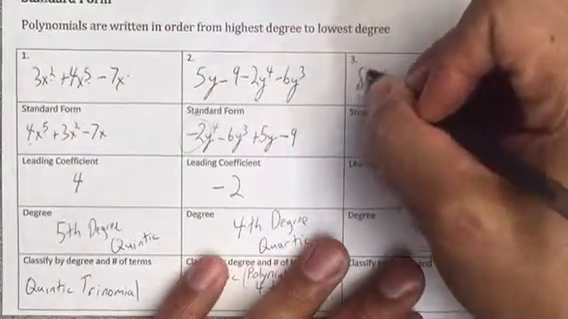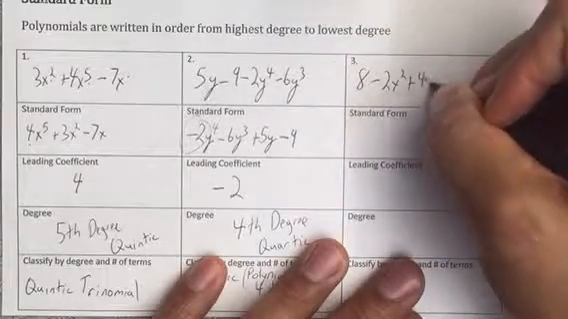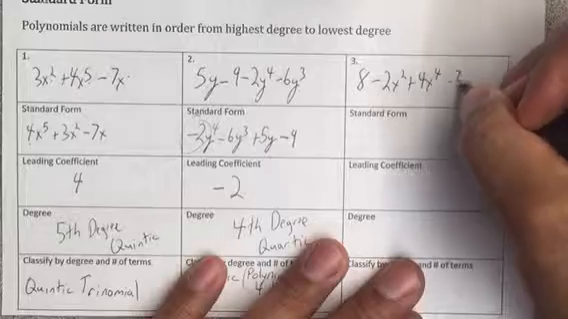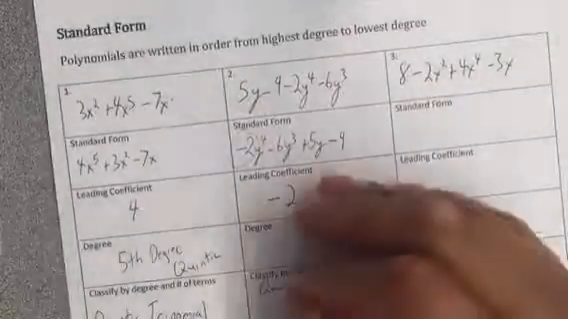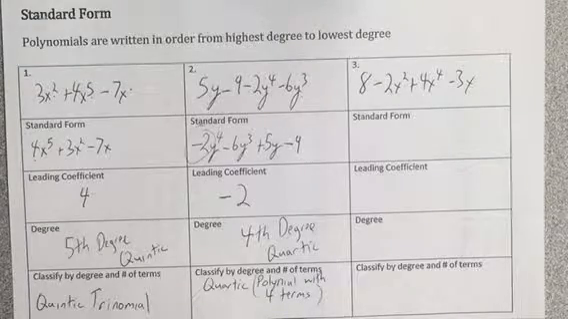All right, we're going to do one more. 8 minus 2x squared plus 4x to the fourth minus 3x. Go ahead, pause the video, try this one on your own, and when you're done, hit play and check your work.